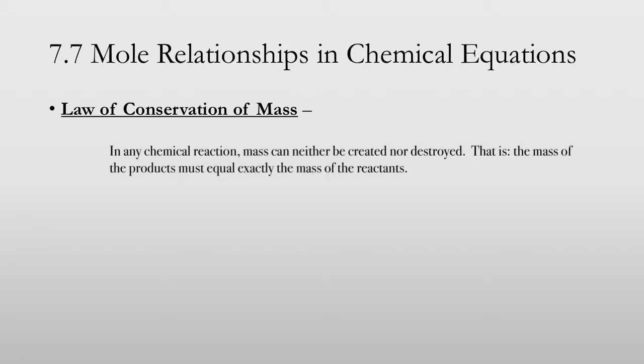And the law of conservation of mass, which was given to us by Antoine Lavoisier several hundred years ago when he studied chemical reactions under incredibly strict, meticulous detail, says that in any chemical reaction, mass can neither be created nor destroyed. That is, the mass of the products must equal exactly the mass of the reactants. Mass or particles don't just appear out of nowhere, and they don't just disappear into nowhere. They have to be present at the beginning and the end of the reaction, which is why we must balance our equations.